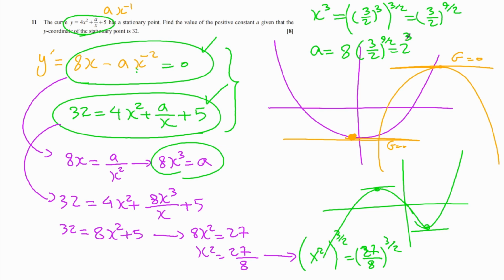So that would be 2 to the power of 3 times 3 to the power of 9 over 2 divided by 2 to the power of 9 over 2. I'm just separating that bracket there. Now 3 minus 9 over 2, 9 over 2 is 4.5. So this would be 3 to the power of 9 over 2 divided by 2 to the power of 3 over 2.